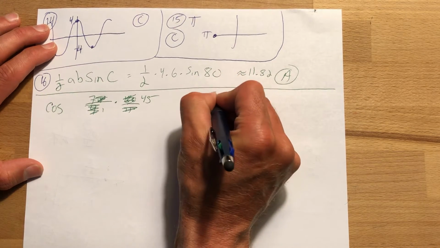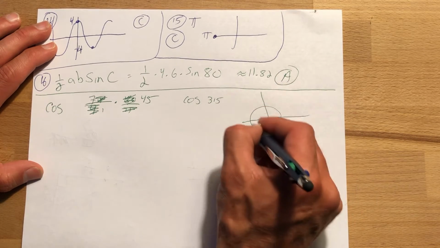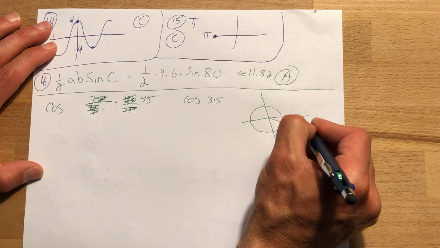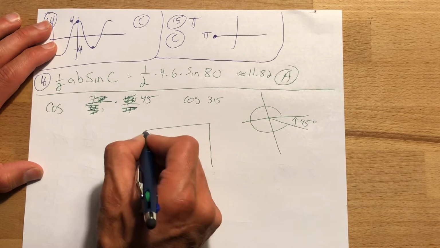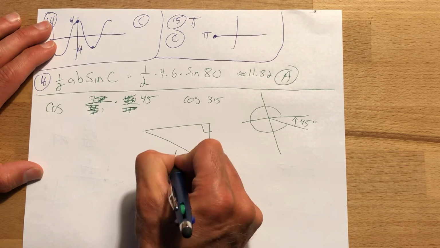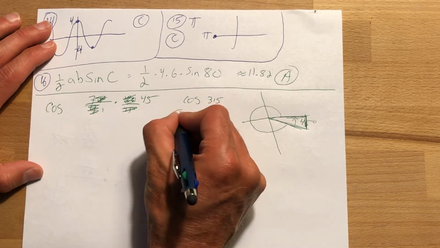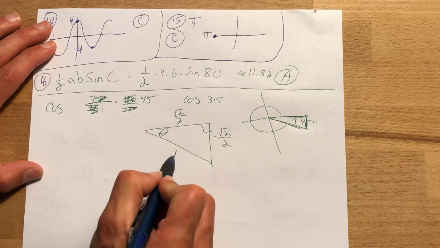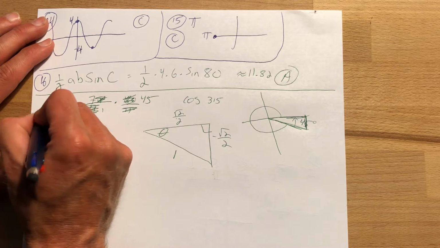What is cosine of 315? That's what it's asking. So here is 315. I have a reference angle of 45 degrees. So if I were to draw my 45, 45, 90-degree triangle, this is going to give me 1. This is root 2 over 2. This is negative root 2 over 2. Here's theta. Cosine is adjacent over hypotenuse, which is positive root 2 over 2, which is C for 17.